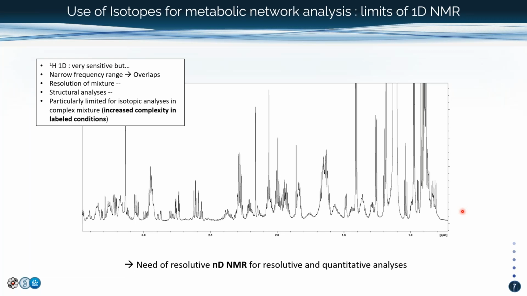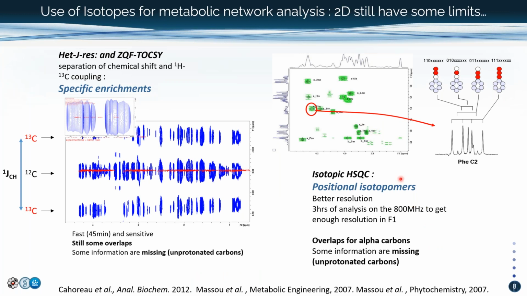Of course, if we have all this information on the same spectrum in 1D, 1D proton, for example, in this case, this is quite crowded. We won't be able to actually extract any information on labeling from this because it's too complex. So we will need to go through multidimensional NMR. And this is what we developed for many years now.